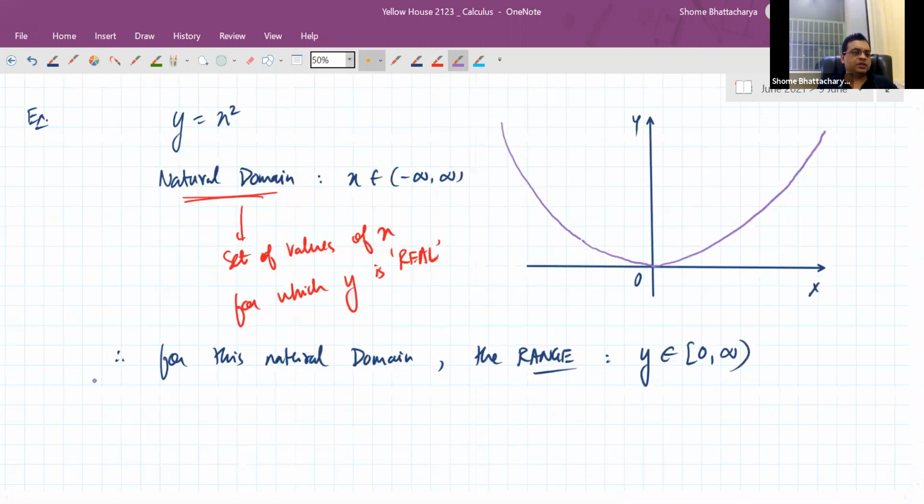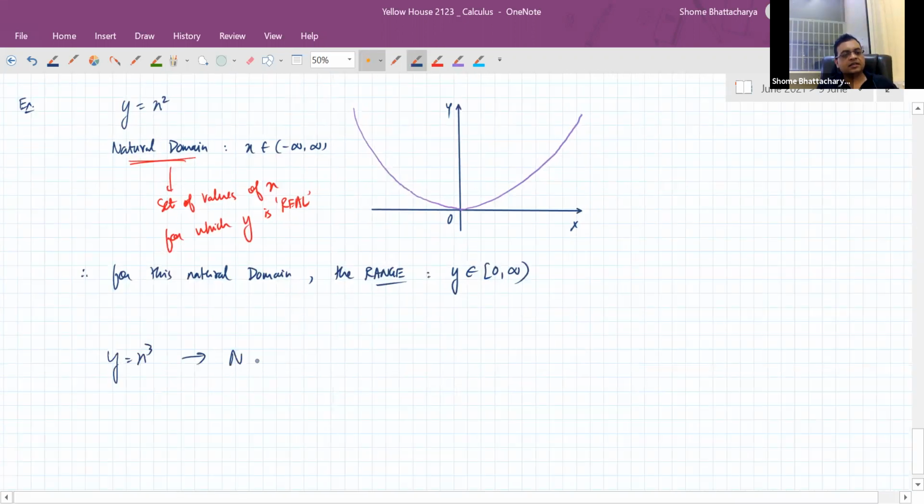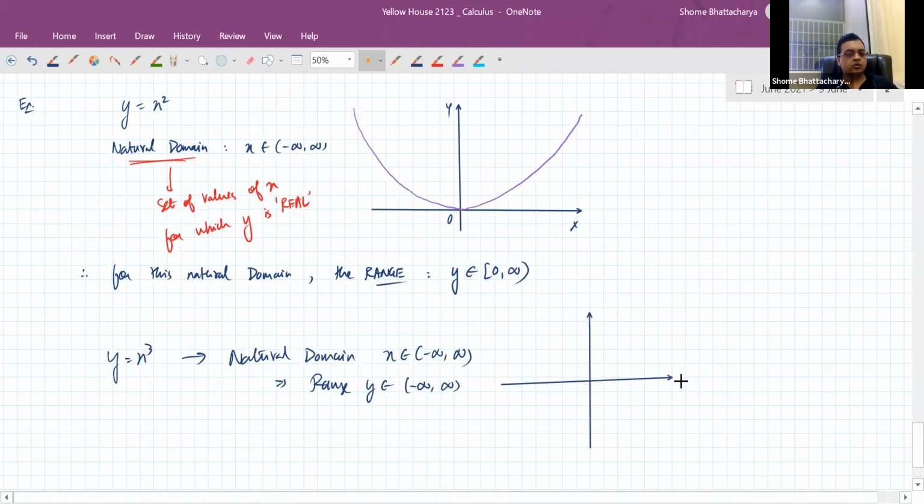Whereas had the function been something else, like y is equal to x cube, you can see that this has again a natural domain of all real numbers. But this also has a range of all real numbers because this has a different shape, the graph. Now you might at this stage say that if I don't know the graph of a function, then there's no way I can get the range of a function. And to a certain extent that is true, but we will see how calculus helps in this regard also.